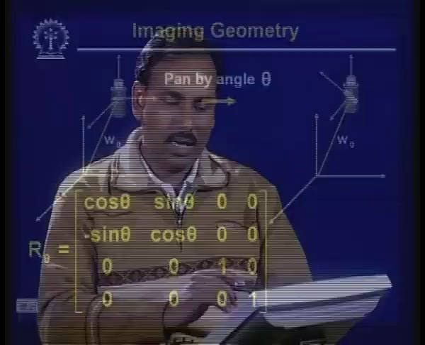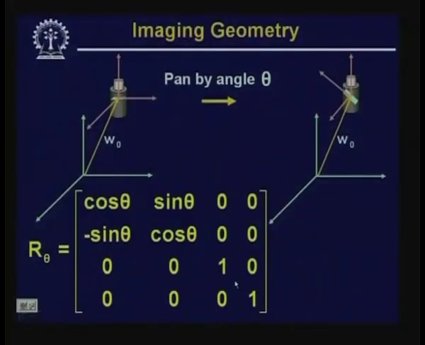The next operation, as we said, is that after this displacement we pan the camera by angle theta, and this panning is done along the z axis. So, when we pan along z axis, the coordinates which are going to change are the x coordinate and the y coordinate. The z coordinate value is not going to change at all.